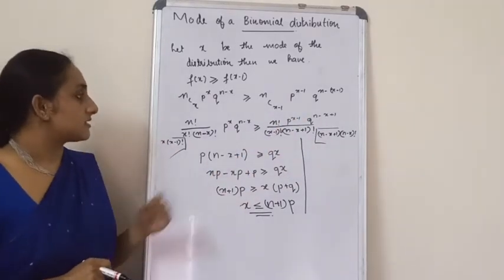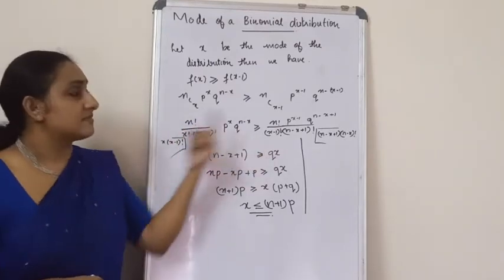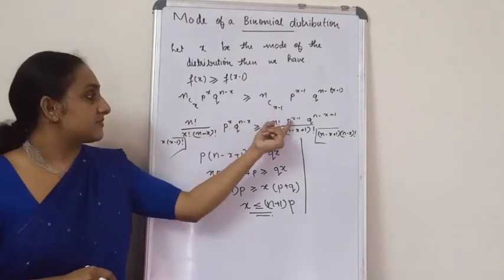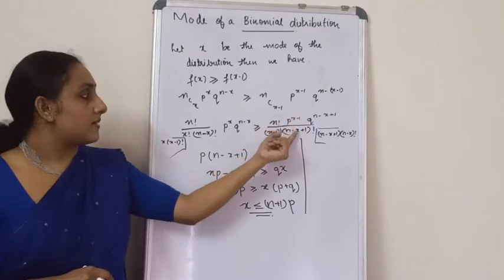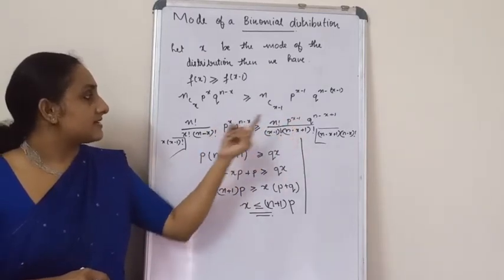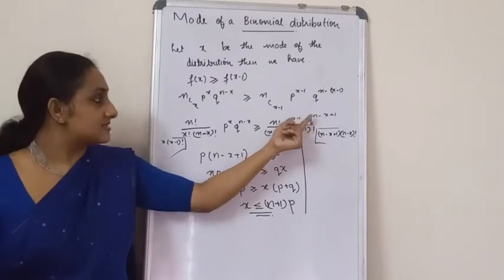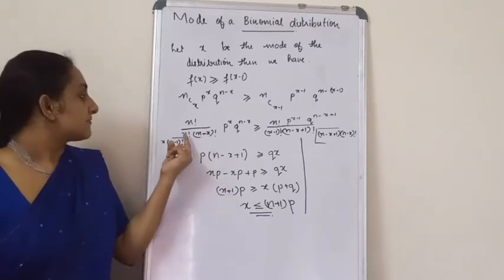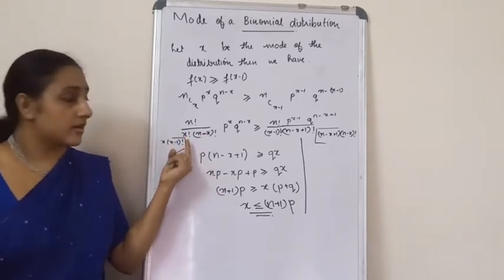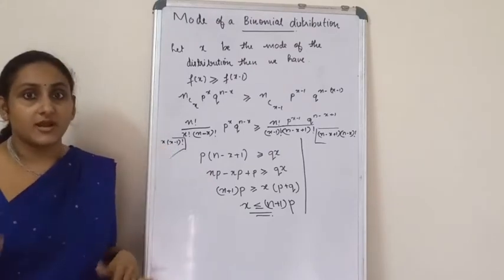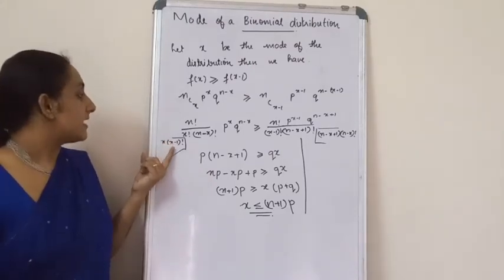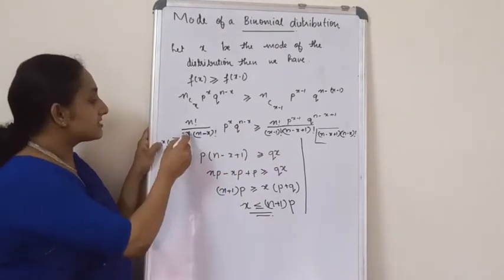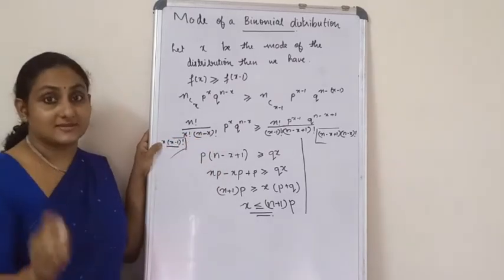Before moving on to the next step, here we have some common terms that we will have to cancel out. n factorial and n factorial cancel, p raised to x and p raised to x cancel, and remaining you get a 1 by p over here. Then q raised to n minus x and q raised to n minus x cancel, and remaining you get a q over here. Coming down to the denominator, instead of x factorial you can write x into x minus 1 factorial, right? So this x minus 1 factorial and this x minus 1 factorial get cancelled, and in the denominator you will only get x.